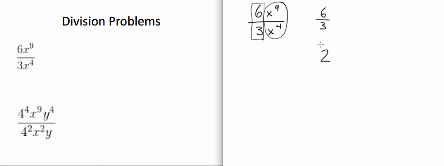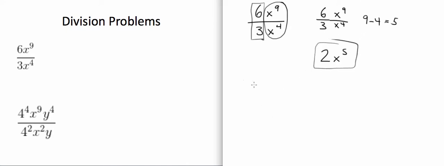For our answer there, we also have x to the ninth divided by x to the fourth. That tells us we're going to take 9 minus 4, and that's going to give us 5. So we end up with x to the fifth as our answer there.